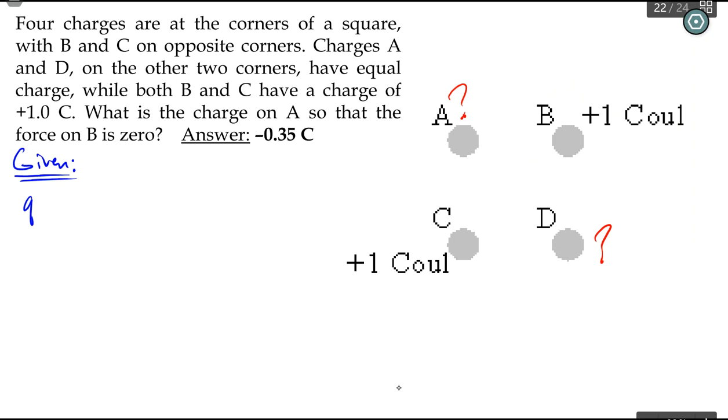So the charge on B equals the charge on C, which are both one coulomb, and is actually positive. The charge on A is equal to the charge on D, and that should be something negative.